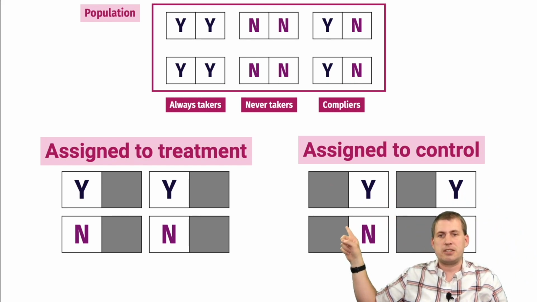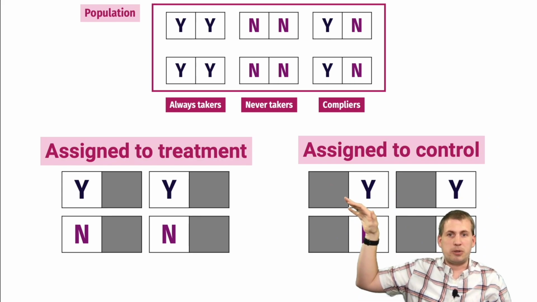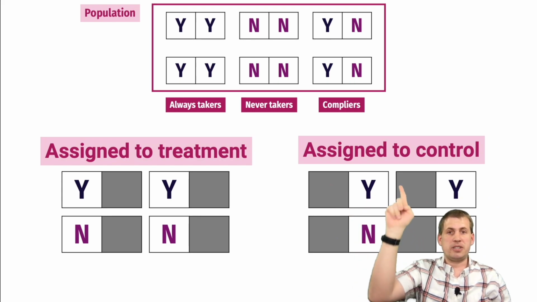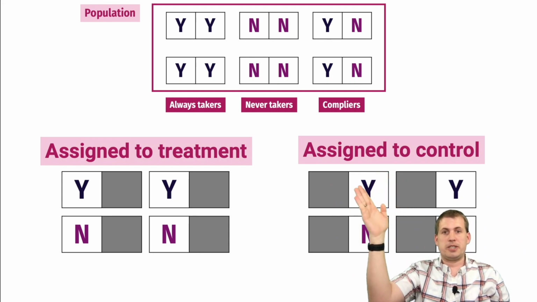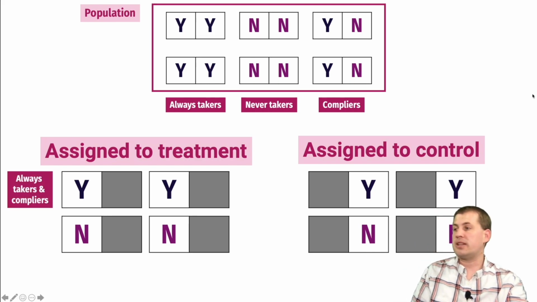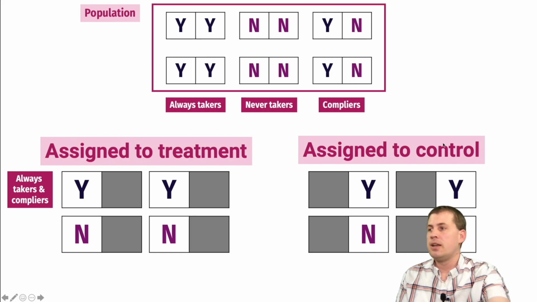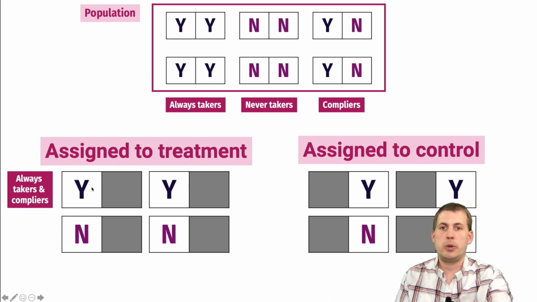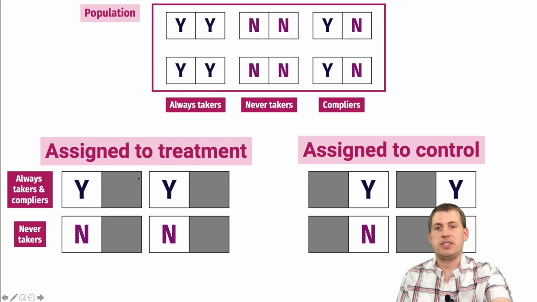So if we look over at assigned to treatment, those two yes people could potentially be always takers because under the treatment condition, they will take. So if you look here, they could be these people here. It could also be the compliers. We can't tell. So that group right there are the always takers and the compliers. This group here, who were assigned to treatment and didn't do it, if we look in our population, these are the never takers. And we know that for sure. None of these are always takers or compliers. We know that these are just the never takers.